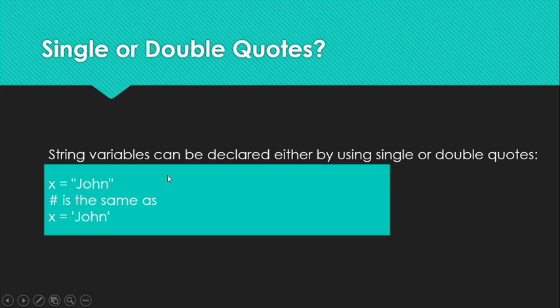String variables can be declared either by using single or double quotes. As you can see, x is equal to double quote John is the same as x is equal to single quote John. So there is no difference.